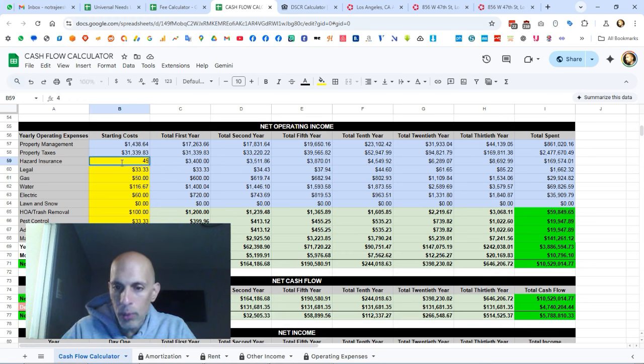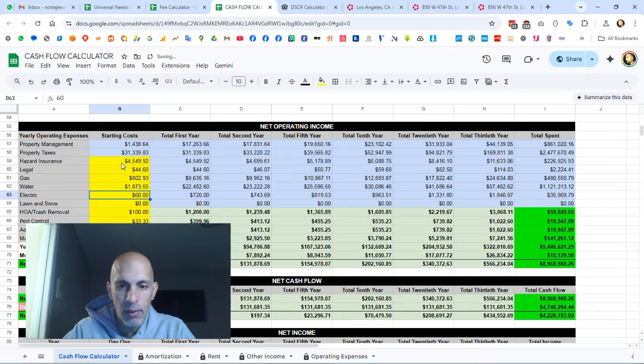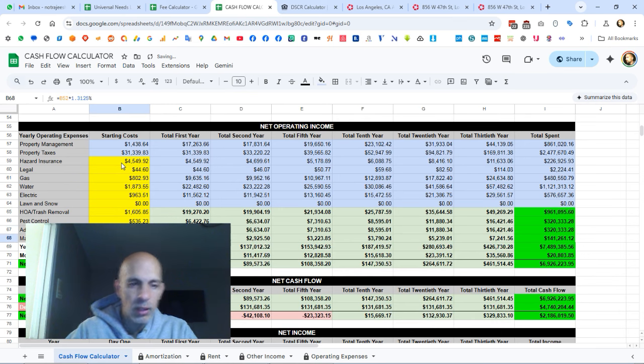We're going to go 45,49.92, then we're going 44.60, 802.93, 1873.55, 963.51, and this ensures that we get the expenses correct at the time of refi. 535.23, 535.23, and these are percentage based, so these have already been updated automatically.